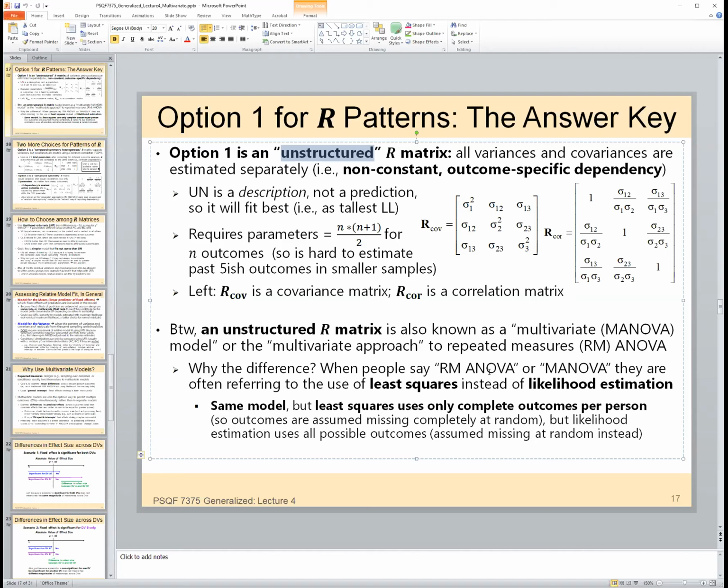So unstructured R matrix is the same thing as MANOVA in theory, but using likelihoods so that we get to keep incomplete cases, and so that we have a lot more control over what the model can be, in terms of which predictors predict which outcome. It's completely custom if you do it in this mixed framework, and it's not custom at all if you do it in the MANOVA framework.